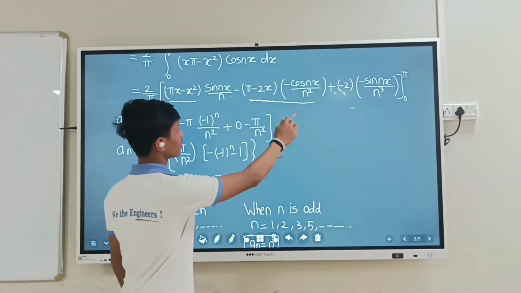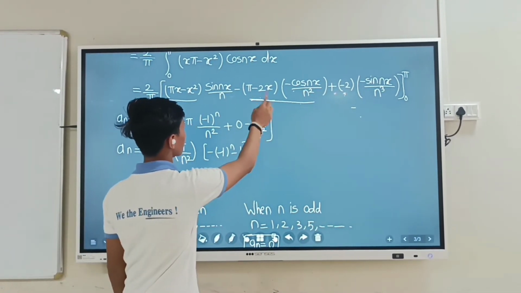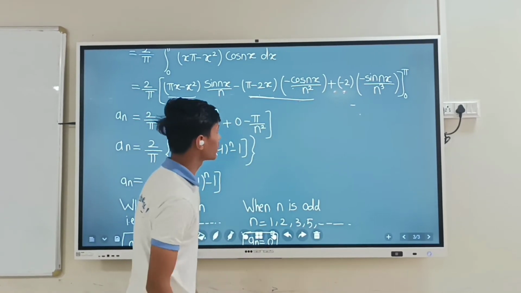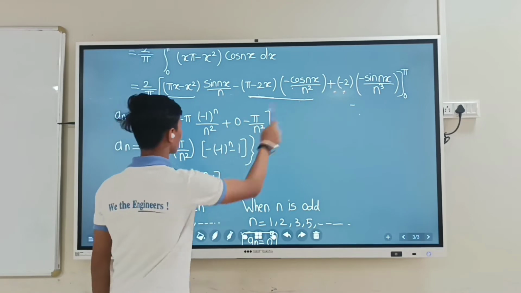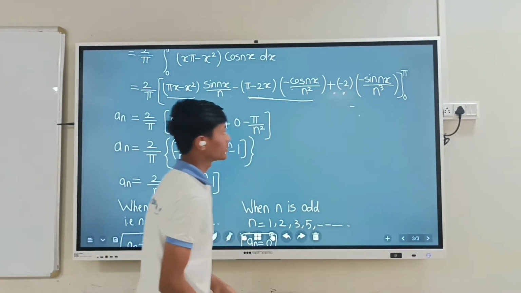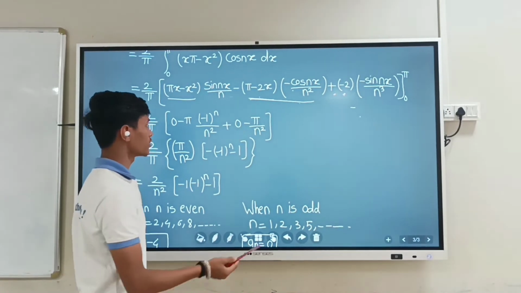In place of x we put pi. Pi minus 2 pi will become minus pi, and the value of cos n pi will become (-1) raised to n, and this n squared will be as it is. And the value of minus sin n pi is 0, because the value of sin n pi is 0.